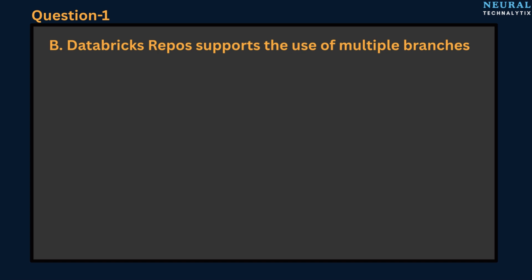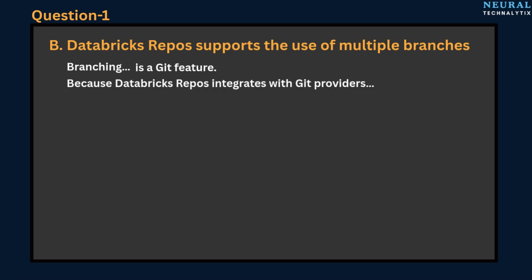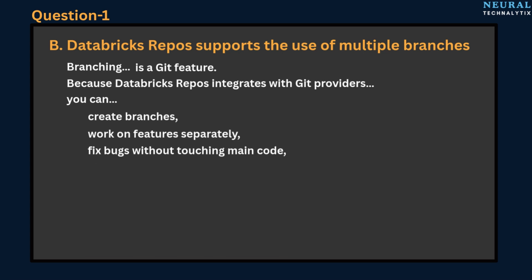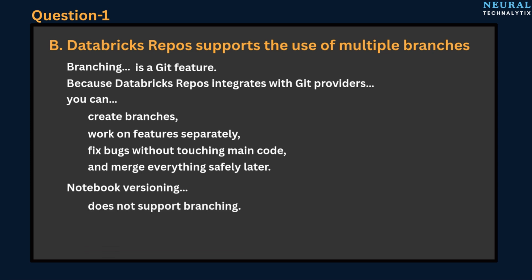Option B, Databricks Repos supports the use of multiple branches. Okay, now this is important. Branching is a Git feature. Because Databricks Repos integrates with Git providers, you can create branches, work on features separately, fix bugs without touching main code, and merge everything safely later. Notebook versioning does not support branching. This is a major advantage, especially for team collaboration. So, keep this option in your head.